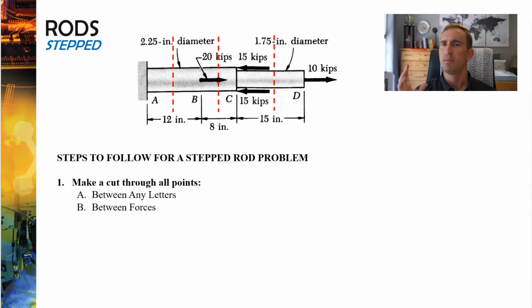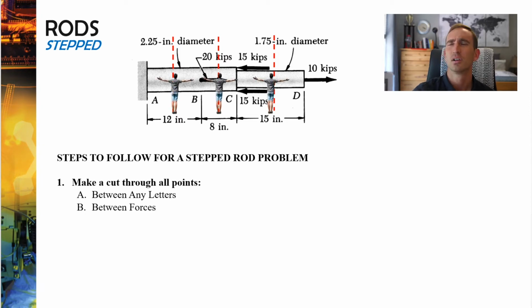Now, people always just think, oh, it's always just between letters. But consider this for a second. If we got rid of point B and just made the rod A, C, D, I think a lot of times students or people might think, I only have to make one cut through A and C and one cut through C and D.